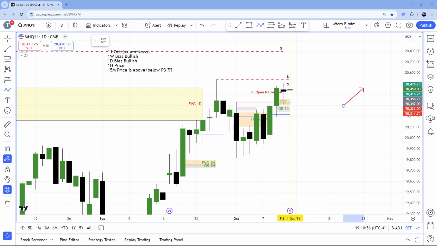What else? Let's see. So we were expecting the price today to go and grab the highs of the previous day. Okay, so overall it did not grab the previous day highs, but it gave us the directional bias to be bullish during the day. Okay, let's see what's next.